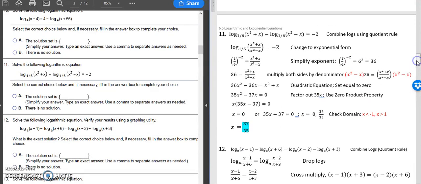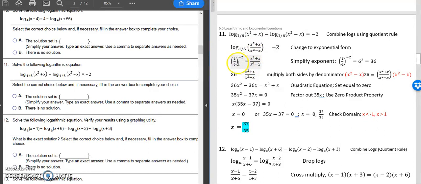For number 11 now, we have another log equation. This time we can go ahead and begin by using the logarithm rules. We'll use the quotient rule. In this case, the logs are already on the same side. So using the quotient rule now, we'll have the x squared plus x over the x squared minus x, which was subtracted. That goes to the denominator. Now we can change it to exponential form. We'll have 1 over 6, which is our base, raised to the -2 power, which is our exponent, equals our argument, x squared plus x over x squared minus x.